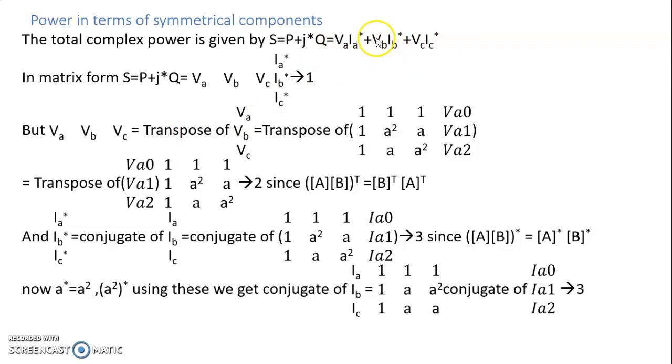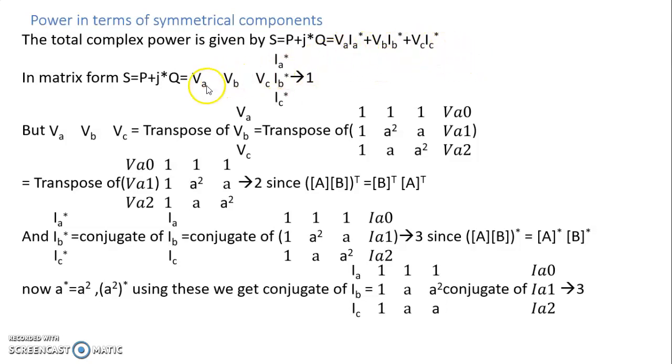Now I will write this in vector form. In the vector form, this complex power is given in matrix form. This is one matrix, the row VA, VB, VC, multiplied with the column matrix of IA conjugate, IB conjugate and IC conjugate. If you multiply these two, the row and column vector, you will get this equation.